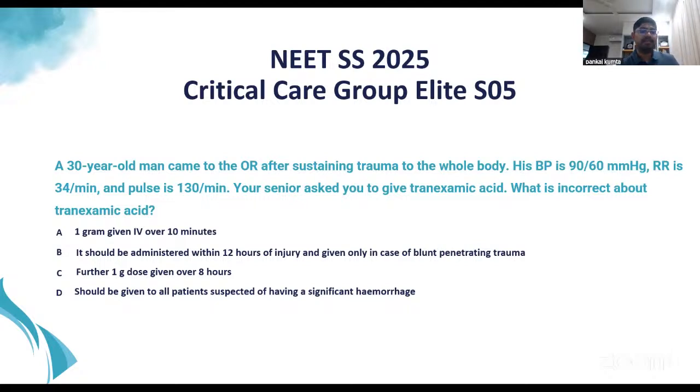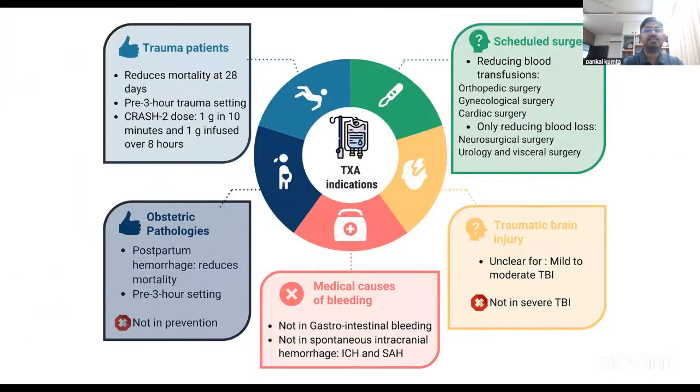1 gram to be given immediately within 3 hours and to continue the next dose over 8 hours. And treatment to all patients suspected of having a hemorrhage. So again, if you look at the trauma guidelines, whether ATLS or European, they say it is to be given to all patients. It does not discriminate, like blunt versus penetrating trauma or any other kind.